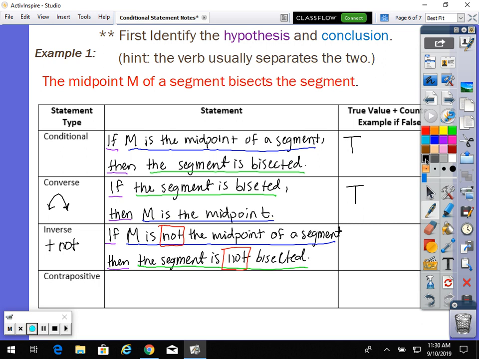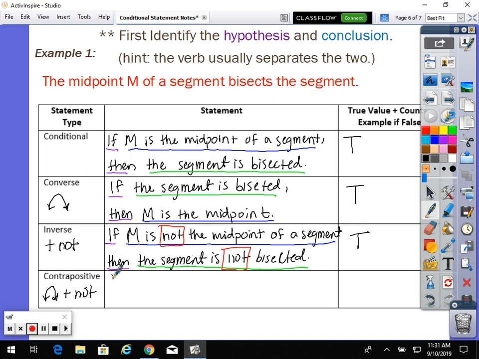Well, if you don't have the midpoint there, then that's true. It's not being bisected, so that one is true. So now we have the conditional, the converse, and the inverse that are all true. So we're going to move on to the contrapositive, where we're going to do both. We're going to flip it and add not. So if the segment is not bisected, then M is not the midpoint.